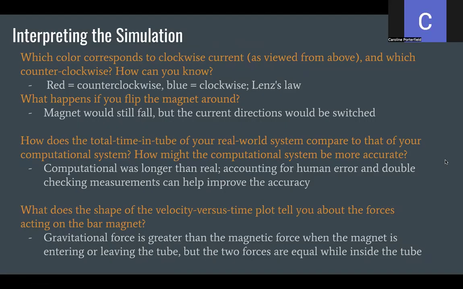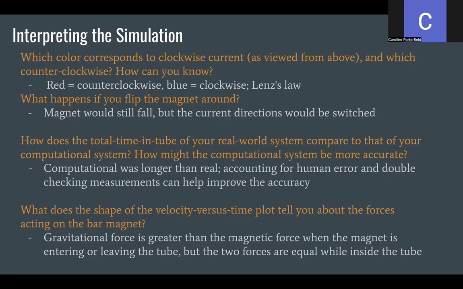Now, interpreting the simulation. First, which color corresponds to the clockwise current viewed from above, and which for the counterclockwise? And how can you tell? Blue represents the clockwise current and red represents counterclockwise, based on Lenz's law, where the direction of the current opposes the change in magnetic flux. What happens if you flip the magnet around? The magnet will still fall, but the induced current directions reverse.